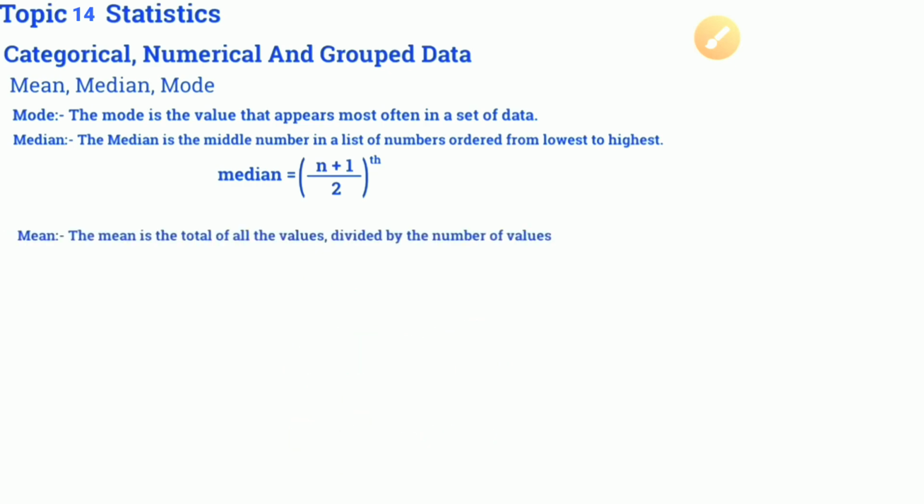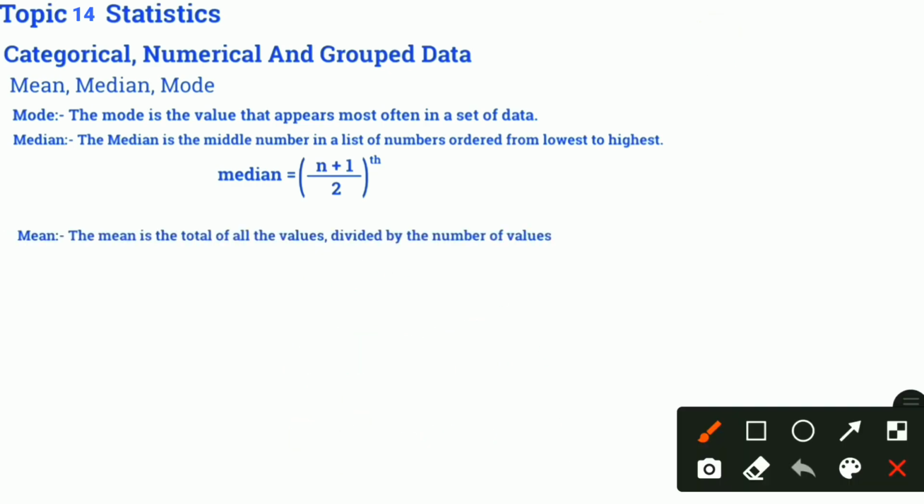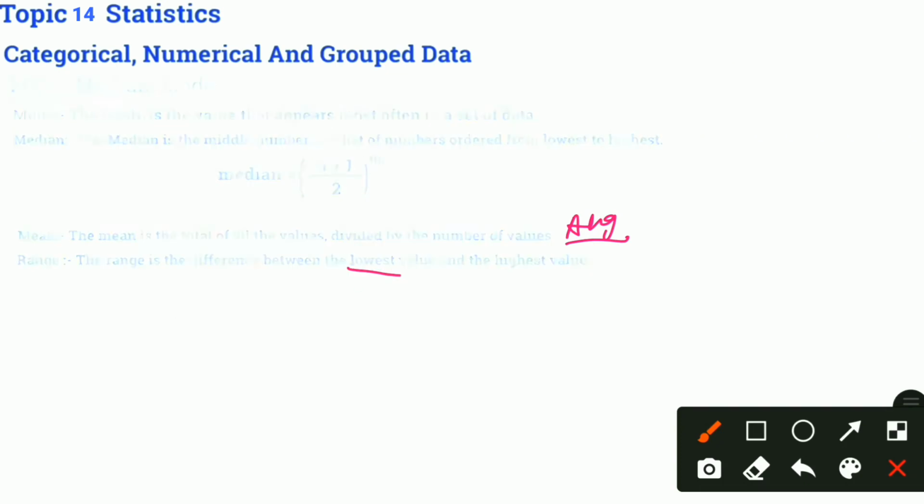Mean, median, mode is done, except for mean. The mean is the total of all the values divided by the number of values. It basically means it is an average. Range is the difference between the lowest value and the highest value.